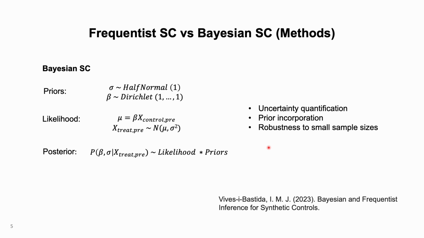And the main advantage of incorporating Bayesian synthetic control modeling here is that it can better quantify the uncertainty of point estimates, and also it can include prior information like the Dirichlet distribution of beta as shown here. And also we think it will be more robust to small sample sizes.